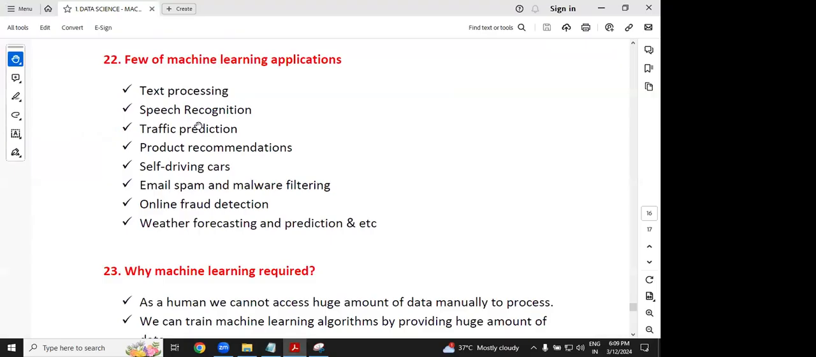Speech recognition. Everyone knows Siri, right? Whenever they say, hey Siri, switch on the lights, it will switch on. Not only that, there are many Amazon products also.